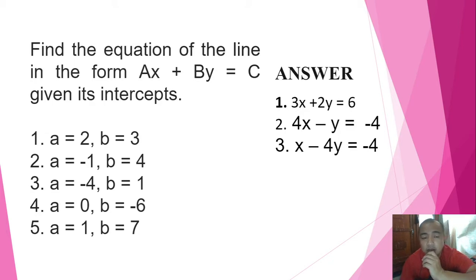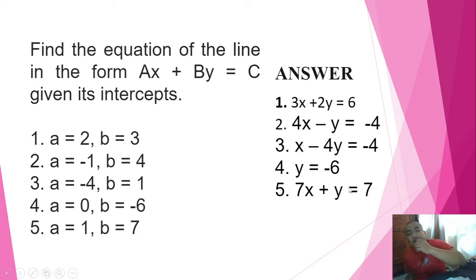How about number 4? If the x-intercept is 0 and the y-intercept is negative 6, what is the equation of the line in the form ax plus by equals c? Okay, time's up. The answer is y equals negative 6. Next, number 5. If the x-intercept is 1 and the y-intercept is 7, what is the equation of the line? Okay, time's up. The answer is 7x plus y equals 7.